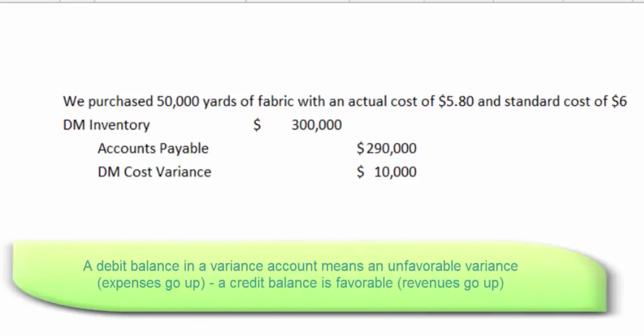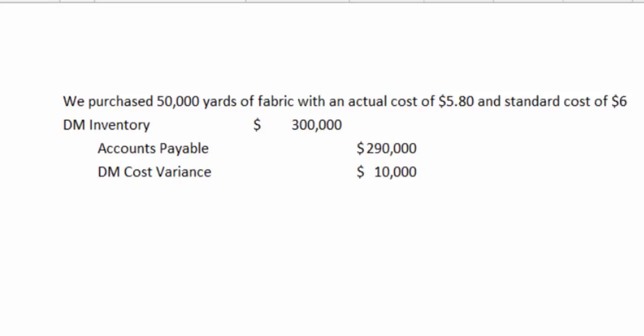It is worth noting that when your variance is a credit, it's like a revenue. It's a favorable variance. We saved money, or we spent less, or we got more revenue. So a credit balance in a variance account is a favorable variance. If it is a debit balance, it's an unfavorable variance. And of course, it makes sense that this is a favorable variance since we spent less per yard than we were supposed to. Let's go on and issue the materials to work in process.